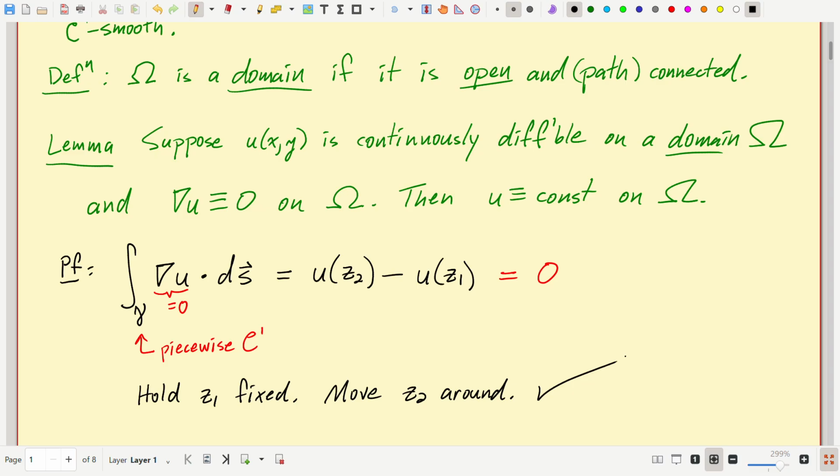That's how you see that. Okay, so that's an important consequence of being a domain. If I had two separate blobs that weren't connected, it could be one constant on one domain and a different constant on the other.